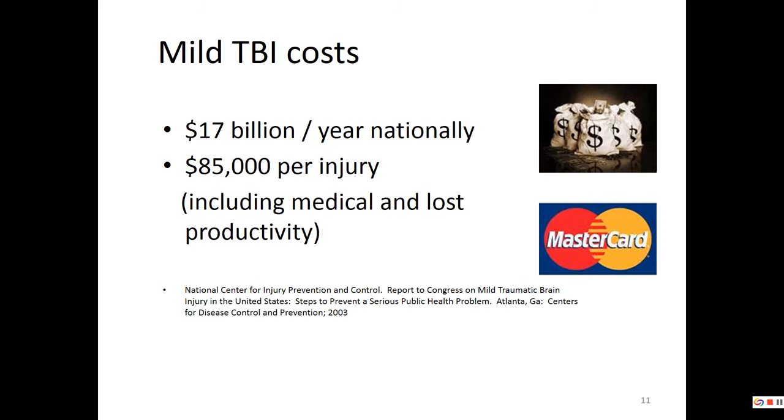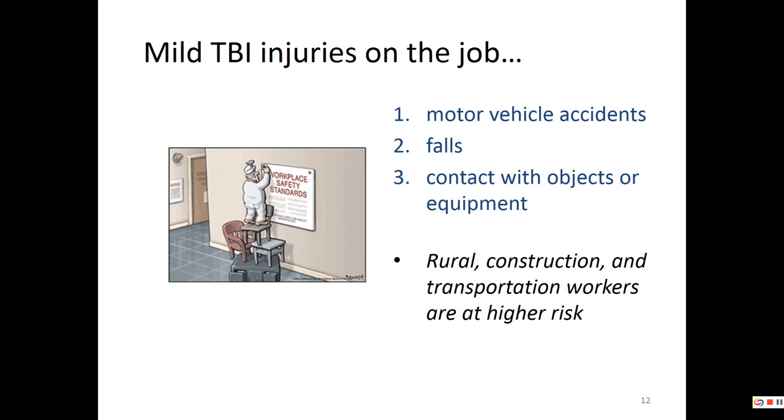And so then the cost of this injury can become very expensive. So as far as loss of work and healthcare expenses, about $17 billion a year nationally, which equates to about $85,000 per injury. So it's very expensive. So the sooner we can get on top of this and evaluate those patients, hopefully the better outcomes and the sooner that they will get back to work.